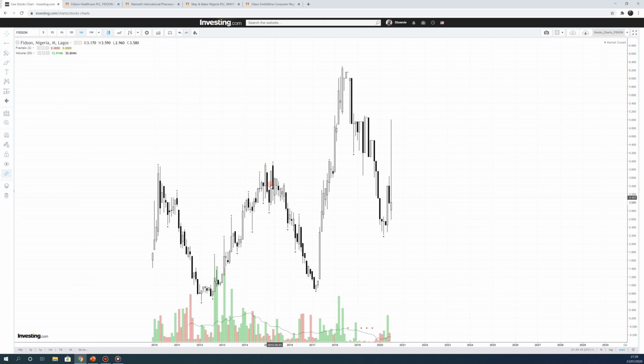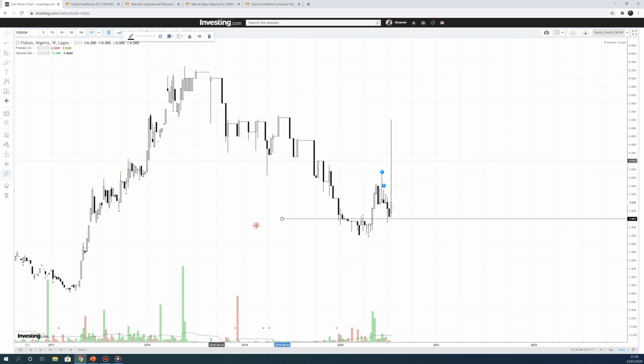Yeah, not bad, stock. In terms of monthly, I can't see any good support level here, except at 2 naira 60 kobo. Let's go to the weekly and see whether we can have more data there.